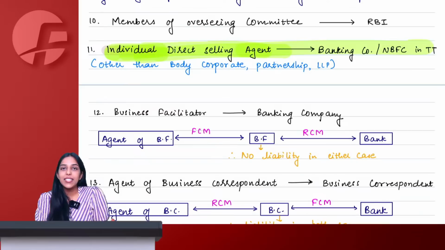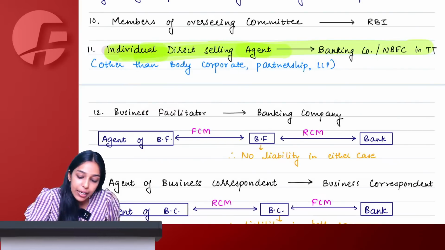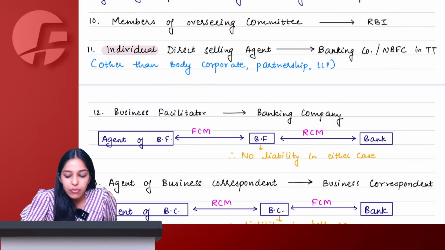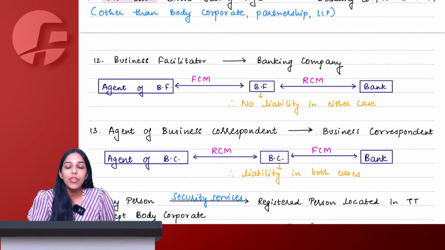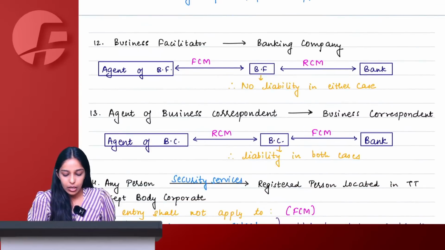If not an individual, let's say the question says a partnership firm of direct selling agents giving services to bank, it will be taxable under forward charge mechanism. Do you all remember this right away, right now with me? Tell me. Yes, ma'am, we remember this.